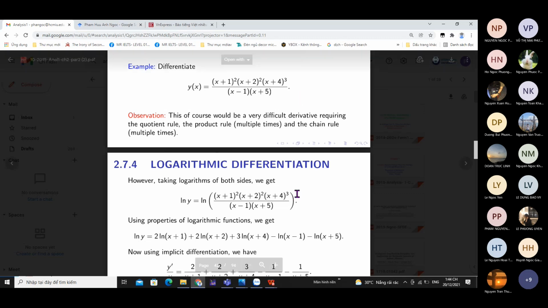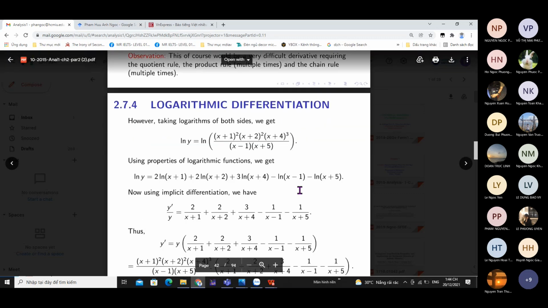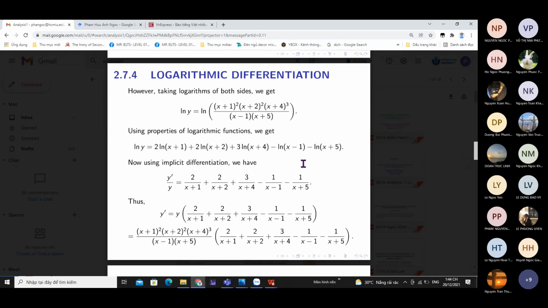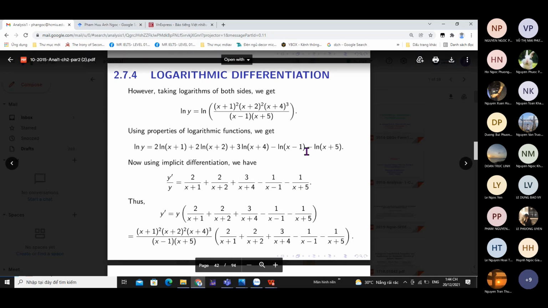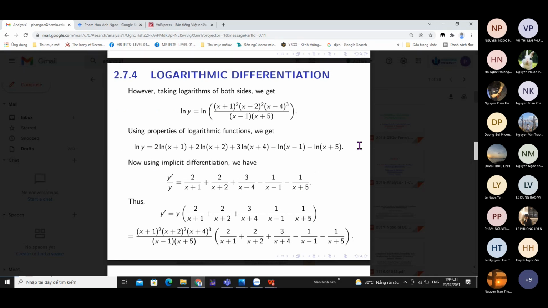Okay, next we differentiate each term of this equation with respect to x. On the left hand side, keep in mind that y here is a function of x. So derivative of natural log of y with respect to x gives you 1 over y times y prime.